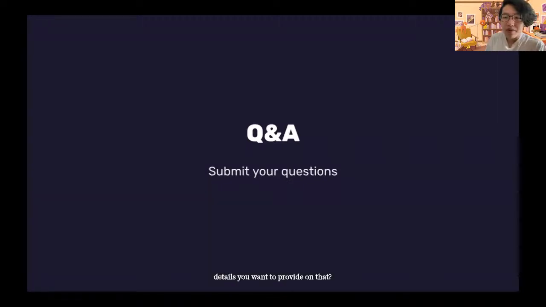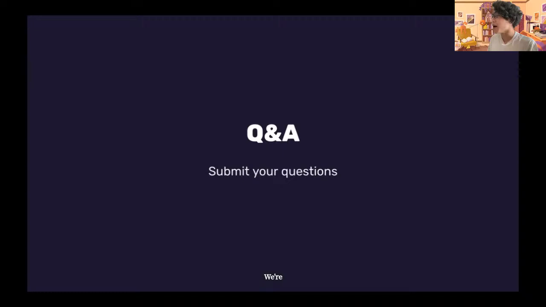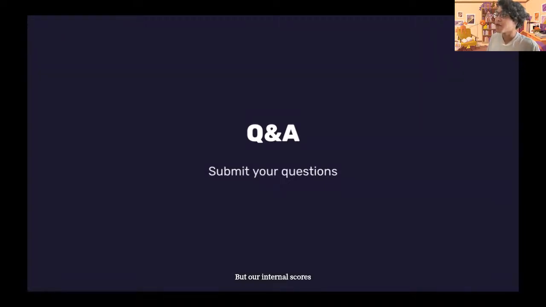Yeah. So on the accuracy of fixes, we run Autofix on an internal benchmark built from known Sentry issues and known fixes. We're still working on a public release of these accuracy scores in some form, probably sometime in January, maybe. But our internal scores are that for fixing bugs, it fixes 55% of them, and the root cause is correct 94% of the time. That's amazing.